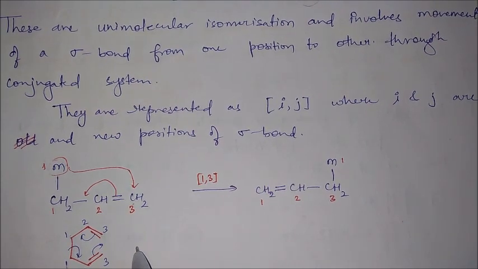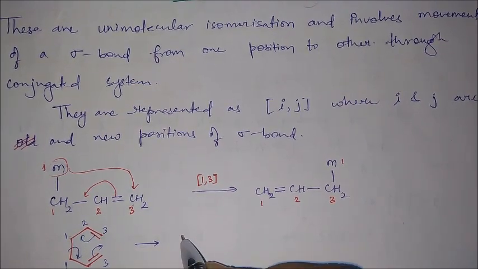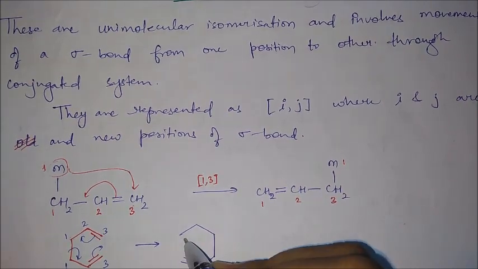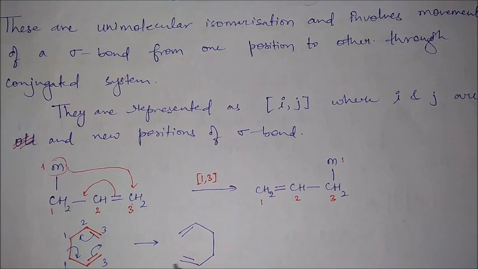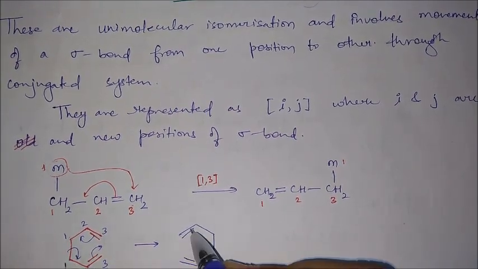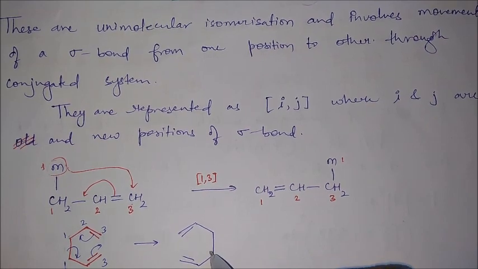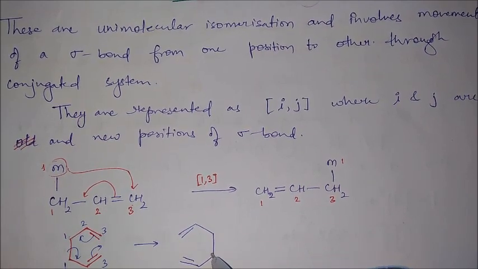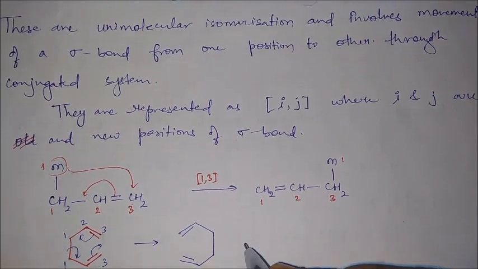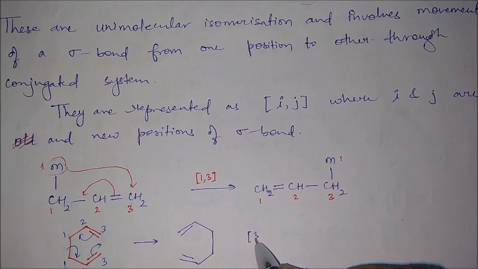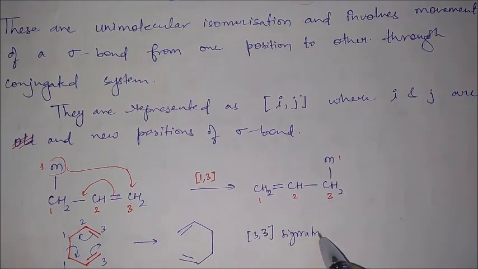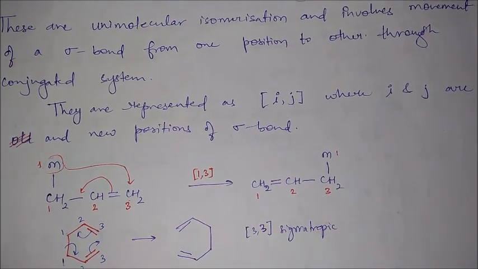Now what you will get is something like this. Okay, so now what you can see is that earlier the bond was between 1 and 1, but the new sigma bond has been formed between carbon number 3 and 3. Alright, see, it was 3 and 3. So between 3 and 3, the new bond has been formed. So this reaction will be called a 3-3 sigmatropic shift. Okay.